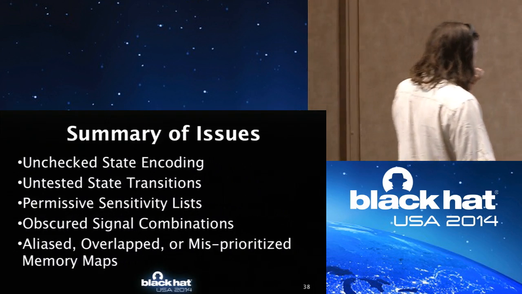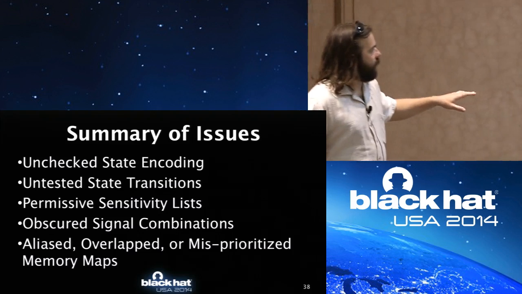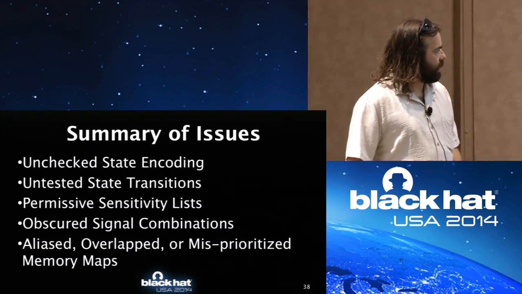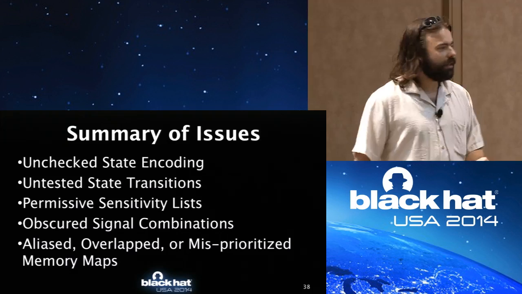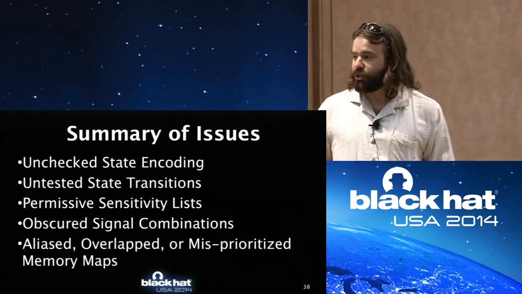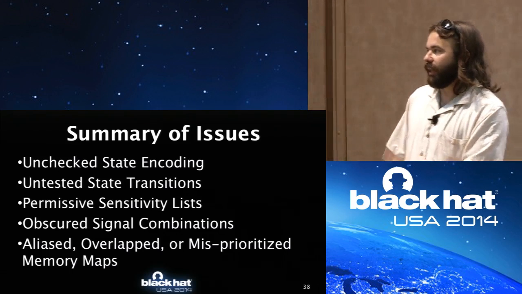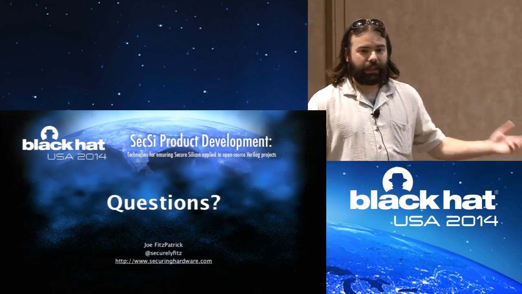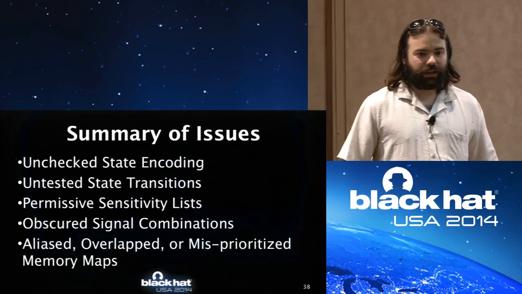as another address? So as a summary, we talked about some unchecked state encoding, untested state transitions, very permissive sensitivity list, obscured signal combinations, and then aliased, overlapped, or misprioritized memory maps. And that's what I got. Any questions?